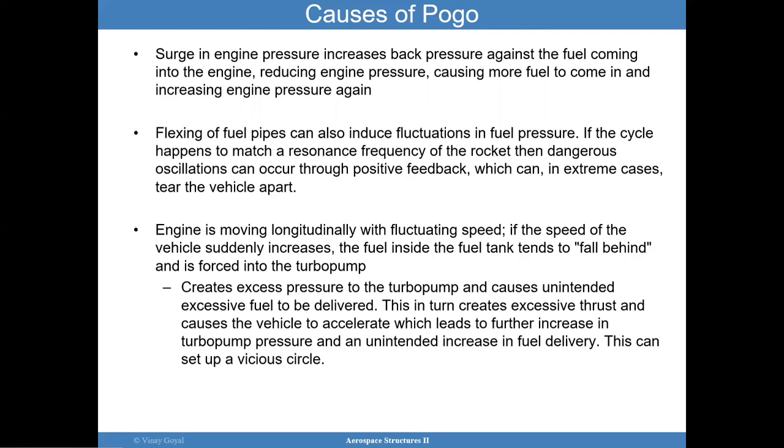Another cause of pogo is the engine moving longitudinally with fluctuating speed. If the speed of the vehicle suddenly increases, and the fluctuating speed can be due to many reasons, the fuel inside the fuel tank will fall behind and be pushed onto the turbo pump. That will increase the pressure in the turbo pump, and then cause unintended excessive fuel to be delivered. So you'll be expending more fuel than what you thought.